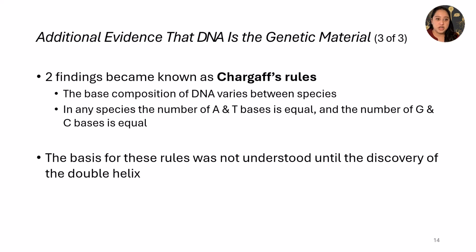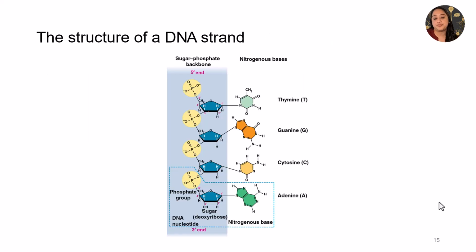But that's Chargaff's rule. So the basis for these rules was not understood until the discovery of the double helix. So this is going back to that idea of how DNA is a polymer of nucleotides. And so this is one nucleotide. It has those three things: a nitrogenous base, a deoxyribose sugar, and then a phosphate group.